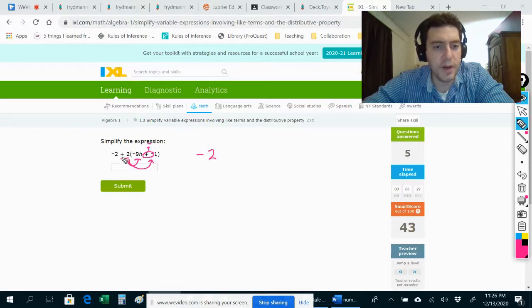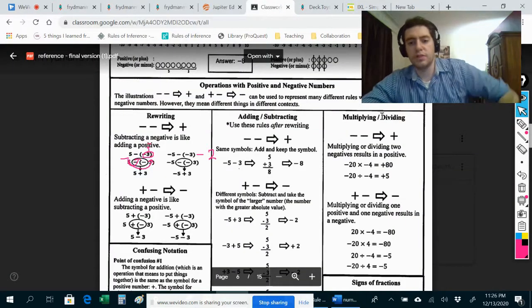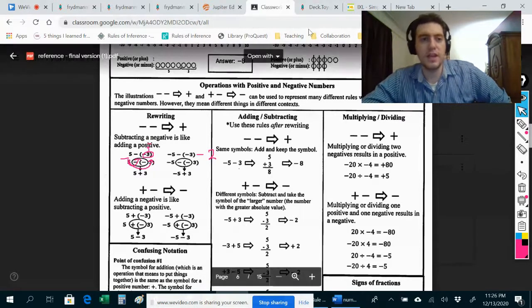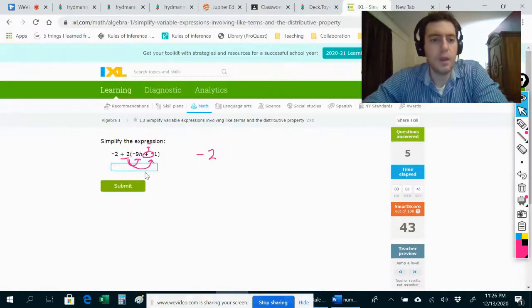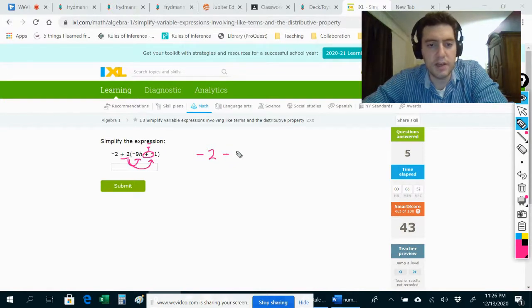So here I have positive 2 times negative 9h, so positive times negative. Now I'm using the multiplying and dividing rules. If I'm multiplying or dividing and I have one positive and one negative, then the result is negative. Okay, so positive times negative is negative. And so over here, we're just going to write that as minus, and then 2 times 9 is 18, and we also have the h over there.